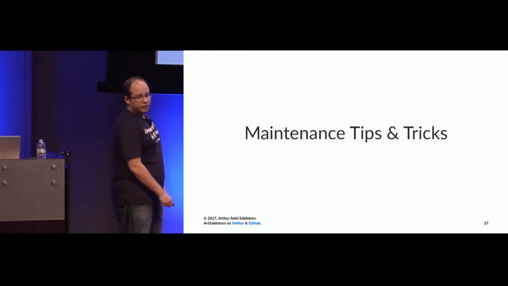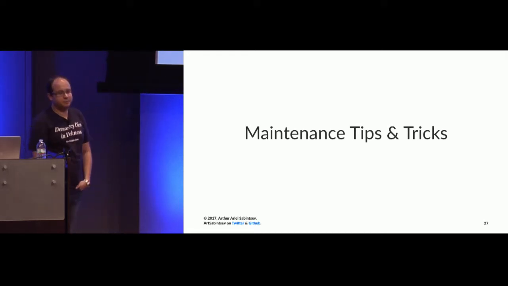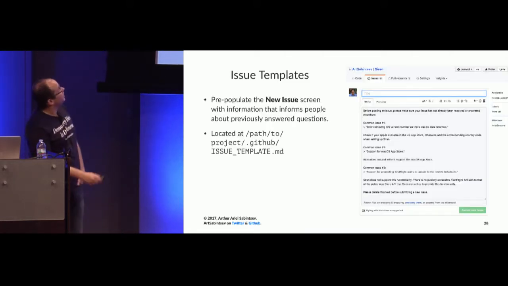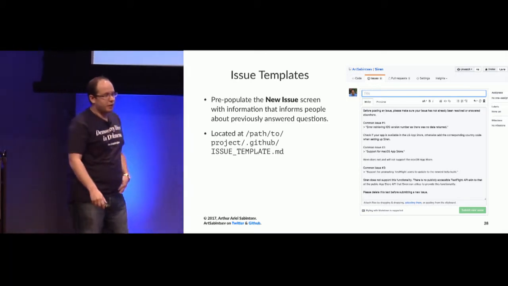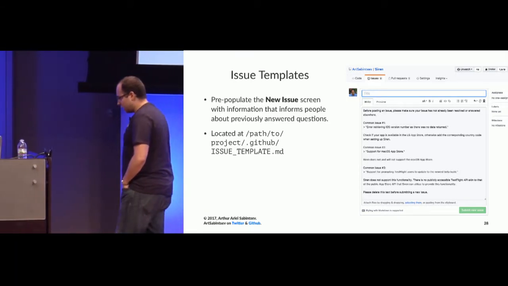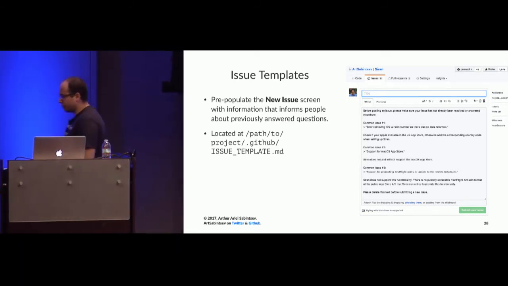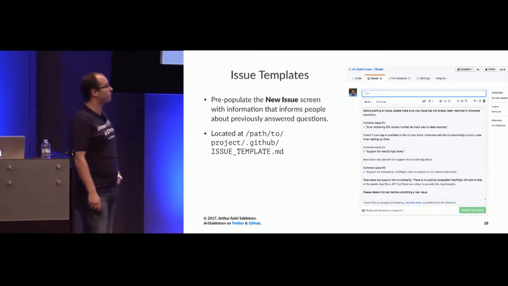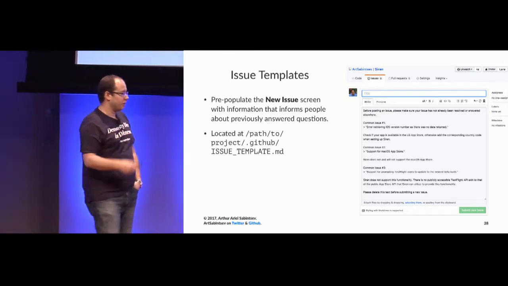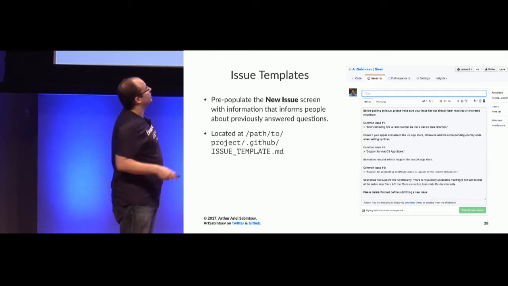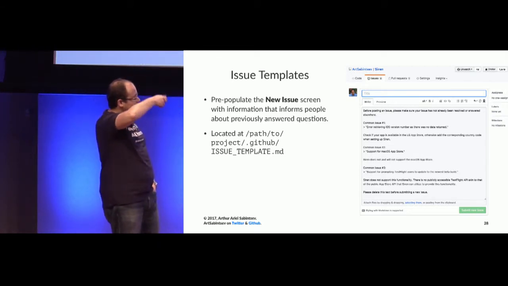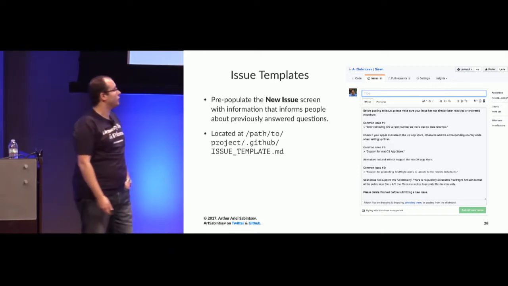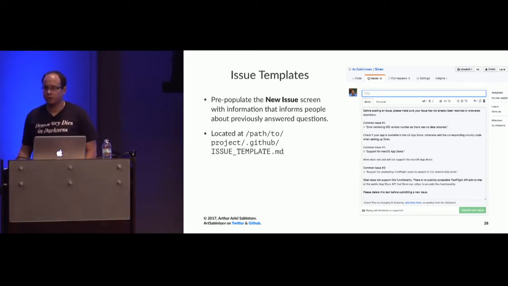All right, now finally, down to the last section, maintenance tips and tricks. First, issue templates. GitHub has the ability to make sure that whenever someone wants to create a new issue on your repository, they get presented with a list of common issues that you have already solved, so you don't get duplicate issues posted.